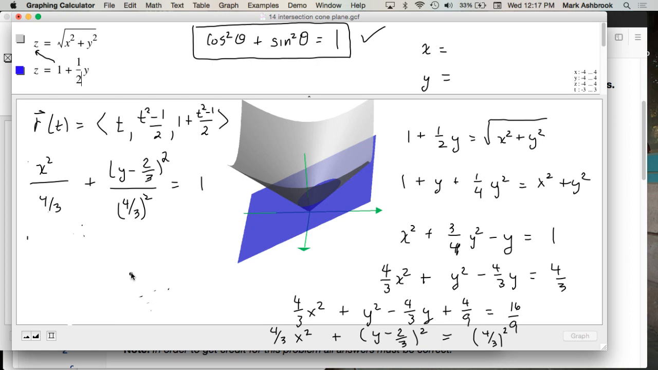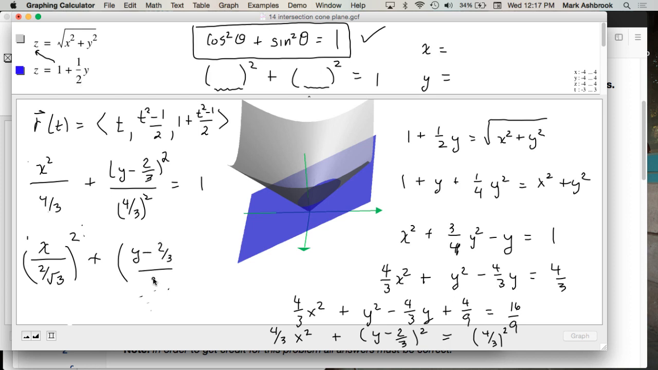Everything look good? All right, so what we need is something squared plus something squared equals 1, and then we can use cosine and sine, right? Whatever's inside there will be cosine, whatever's inside there could be sine. So we need the whole thing squared, so it'd be x over 2 over radical 3 squared plus y minus 2/3 over 4/3 all squared equals 1.